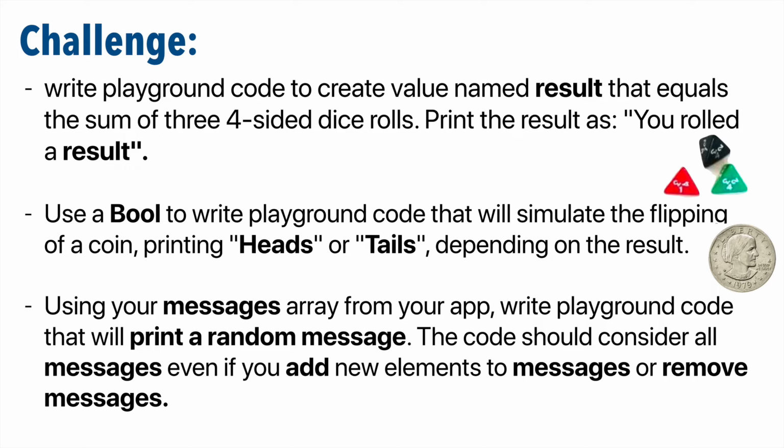And 3, I want you to go back into your You Are Awesome project, grab the messages array from your app, then return to your playground and write code that will print a random message. And the code should consider all the messages, even if you add new elements to messages or remove elements from messages. So there are your 3 challenges. Give them all a shot, and then I'll show you my solutions.